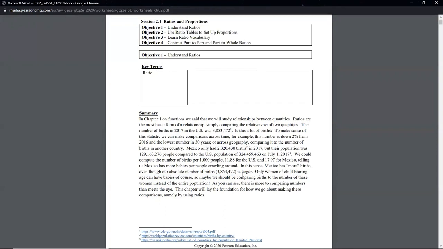How are we comparing these two numbers, our apples and our oranges? Does it make sense to compare the number of births to the entire population, or would it make more sense to compare the number of births to the childbearing aged women? And that's something that we can study in a real world quantitative reasoning sense.